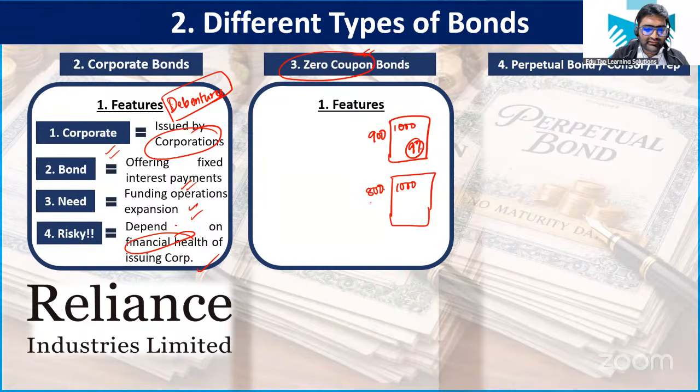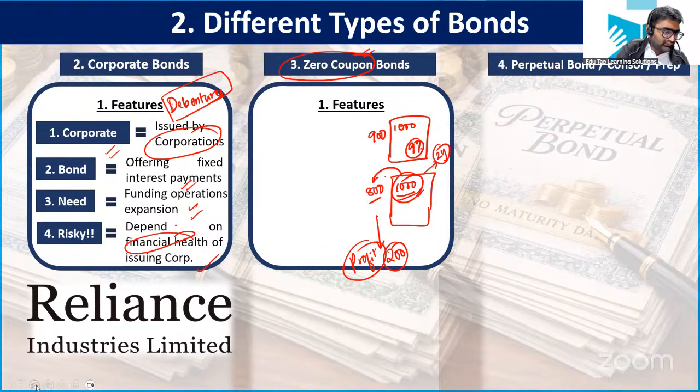So you just buy it at 800, and at the end you will be getting 1000. That is the only profit that you are going to get. The difference between both of that, let's say 200 rupees, is the profit that you are going to earn, and the payment would be one time. After the maturity, let's say 5 years, 10 years, 2 years, whatever, you will get this 1000 rupees back. That is called the zero coupon bond.